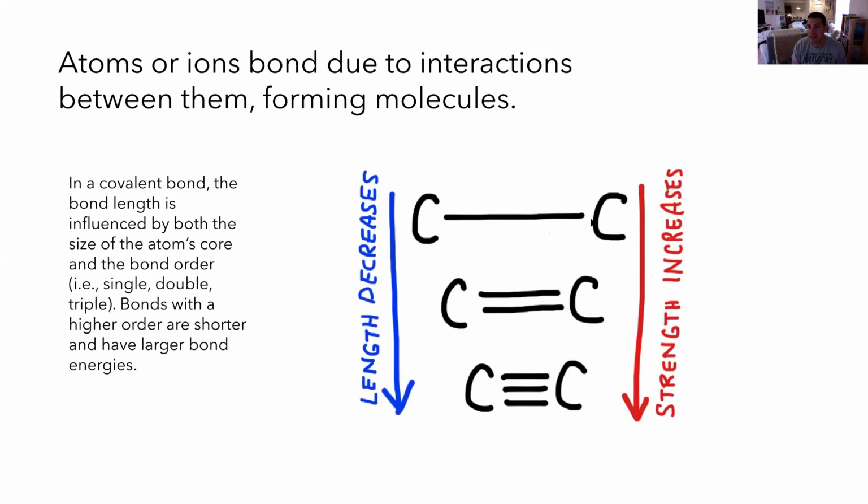All right, and then bond order. A single bond is always going to be longer than a double bond, and the triple bond is always going to be the shortest. Doesn't matter what they are, right? If we're comparing just carbon-carbon, this is nice and easy because they're all the same. So just keep in mind, as we increase the bond order, the strength of the bond increases, there's more connections, there's more overlap, and the length will decrease.